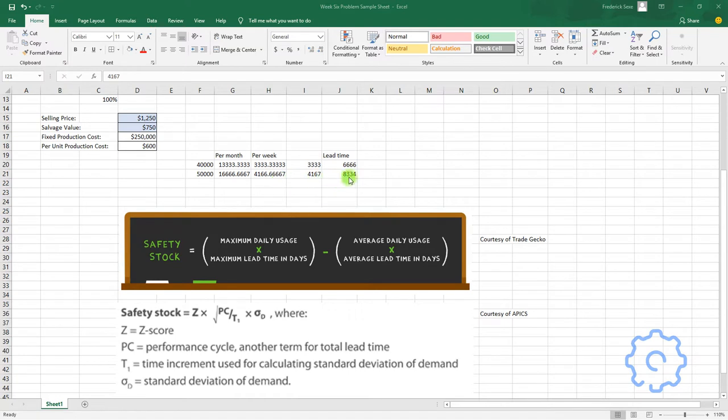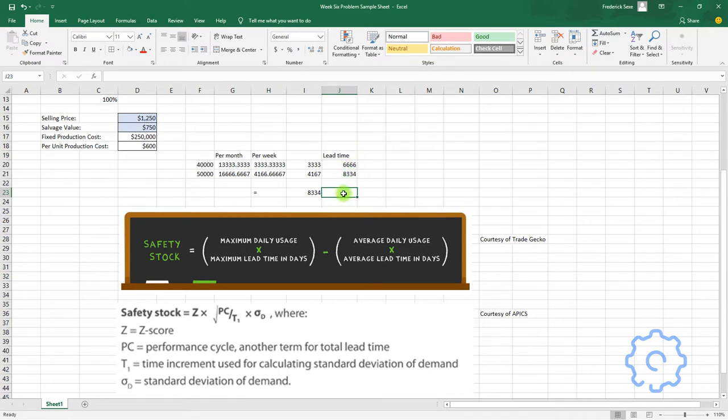So our maximum weekly usage is 50,000 times the lead time. So this is the first part here. Basically, the first part of the equation would be this here. So equals that. Whoops, sorry. I'm just going to put an equals symbol in there. And then we're going to say, this is the maximum daily usage, and we're going to subtract the average daily usage. The average daily usage in this period would be this one here.